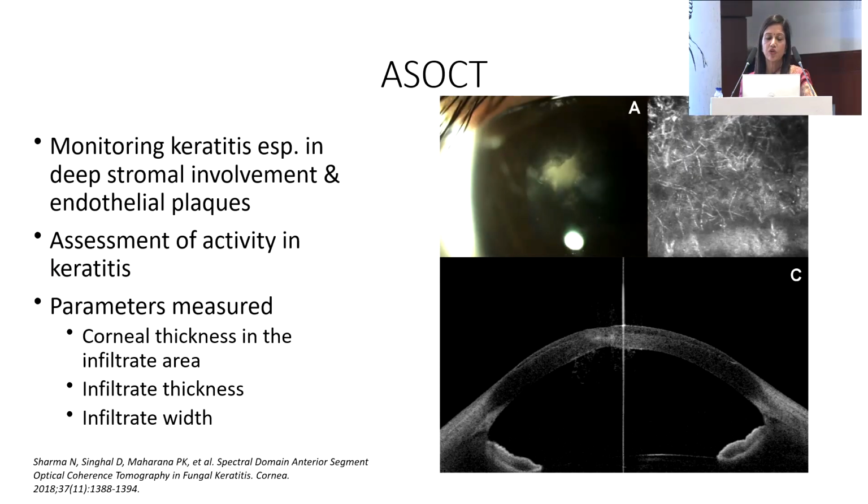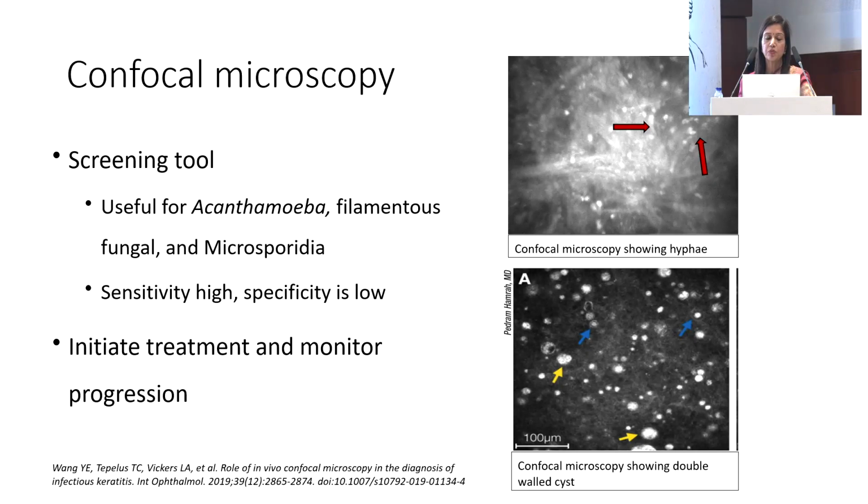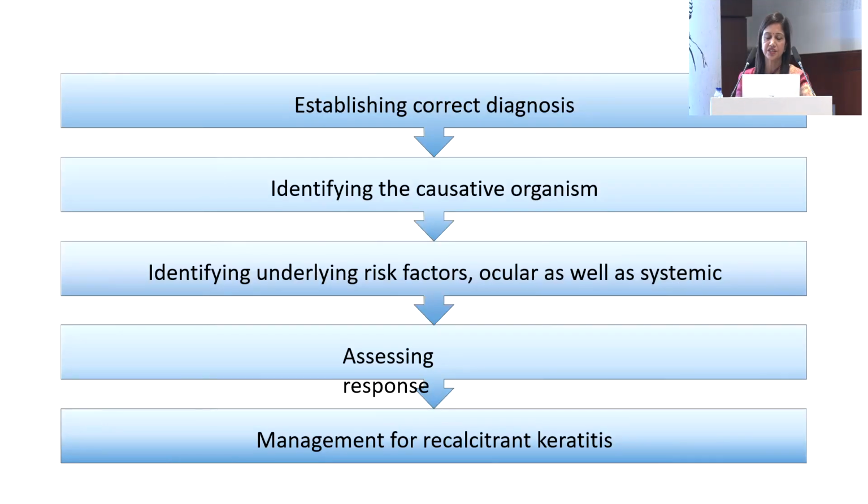ASOCT can also be used, mainly for monitoring the patient. For monitoring keratitis, especially deep stromal involvement and endothelial plaques, we can do ASOCT. The parameters measured are corneal thickness, infiltrate area, infiltrate thickness and infiltrate width. These can be monitored on progressive follow-ups of the patient. Confocal microscopy is useful only if the lesion is very deep. If you can scrape the patient, then confocal microscopy is of no use. But if you cannot scrape and the patient is not responding to anything, then confocal microscopy can show you the organism in vivo, especially acanthamoeba cysts.